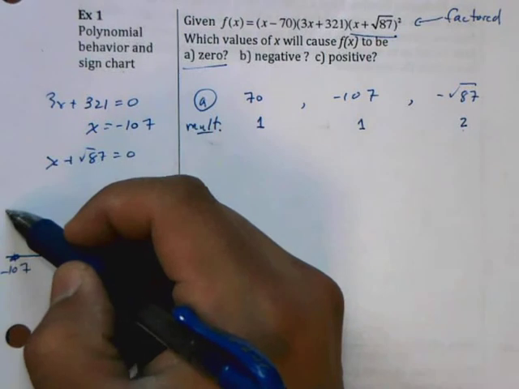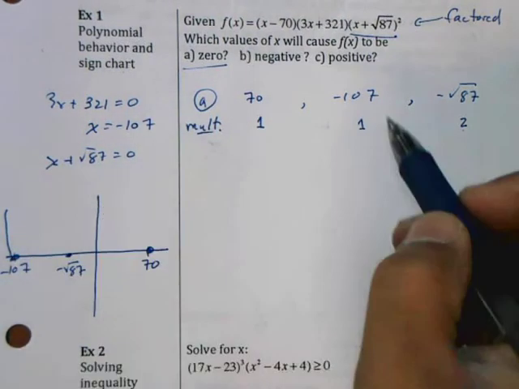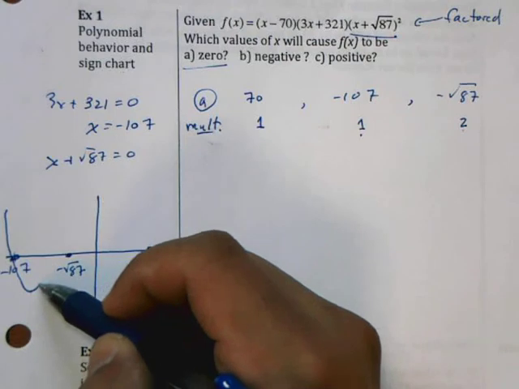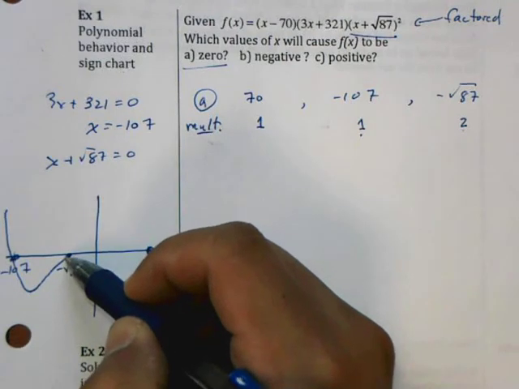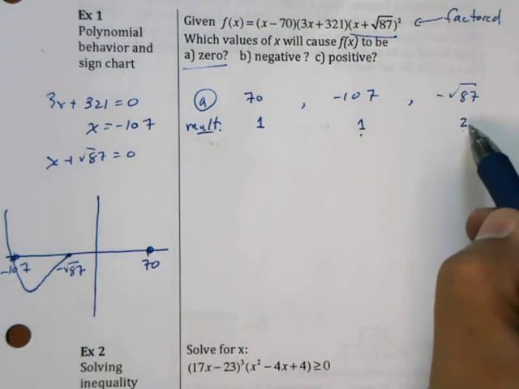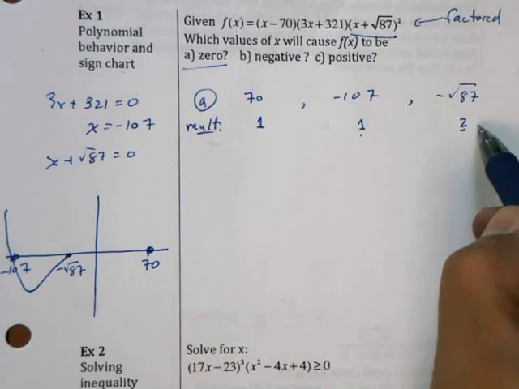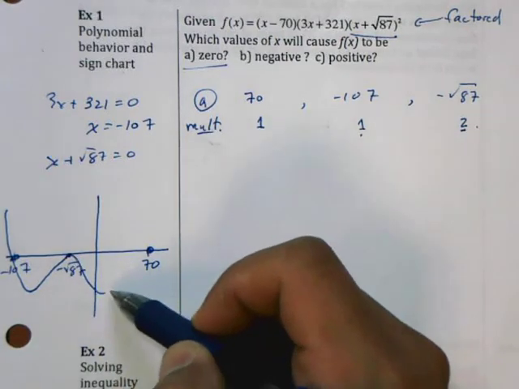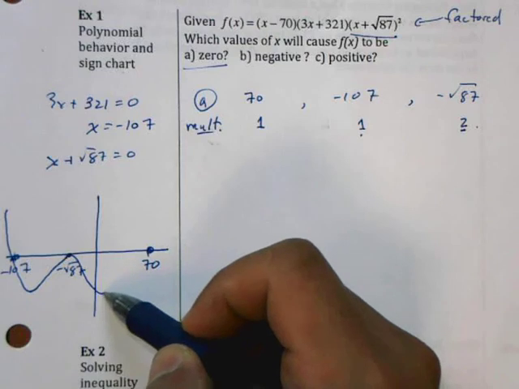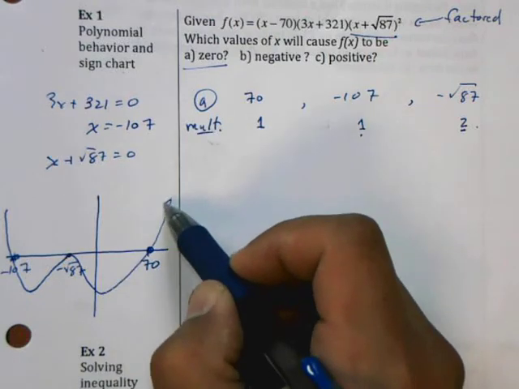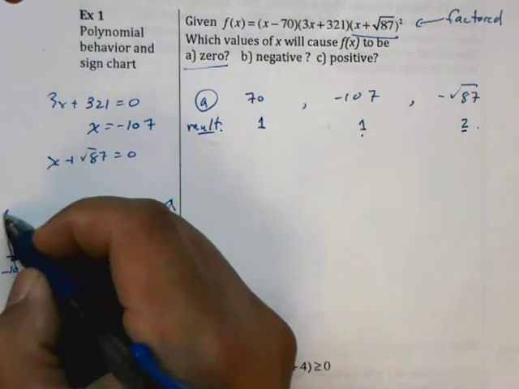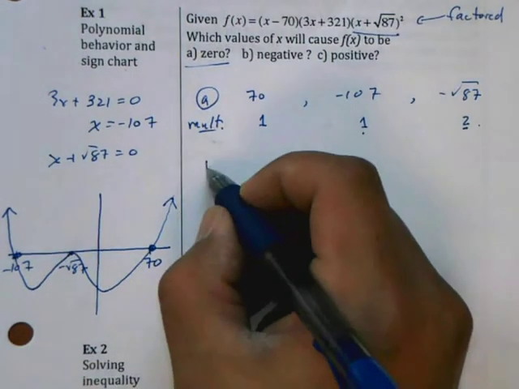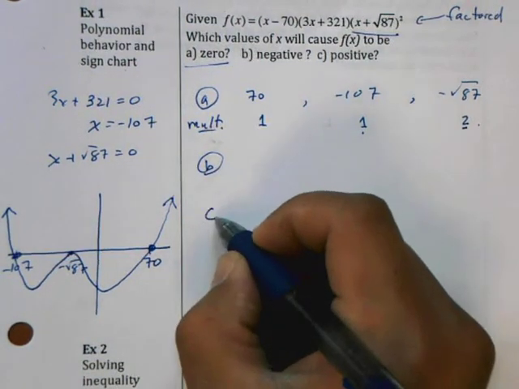So I know it's going to start at the top, come down, touch negative 107, and because this multiplicity is odd, it's going to cross. Then it has to turn around and come up and touch negative square root of 87, and because this multiplicity is even, it's going to kiss it, turn back down, cross the x-axis or the y-axis at some point, and come back up, cross over 70. So now I can answer this question for part B and C.